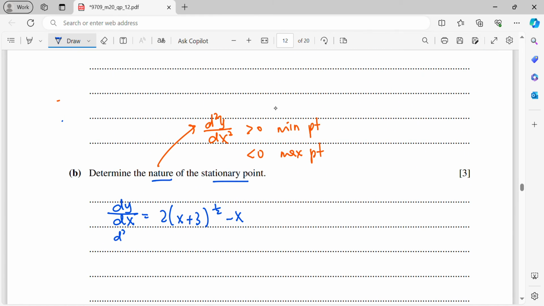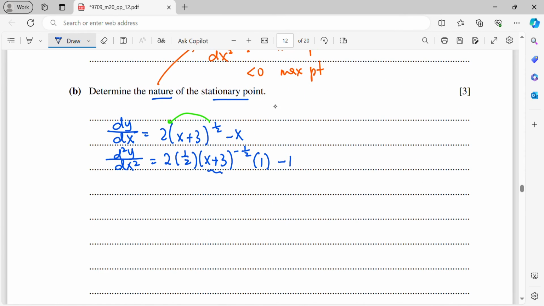And now my second derivative will be 2. This power half, you bring it down, so here becomes half, then x plus 3 to the power of half minus 1 is minus half. Then differentiate x plus 3, you get 1. The last term, minus x, becomes minus 1. Now you simplify. You see here, the 2 and half will be cancelled off. You are getting x plus 3 to the power of negative half. This is basically 1 over the square root of x plus 3, then followed by minus 1. That is your second derivative.